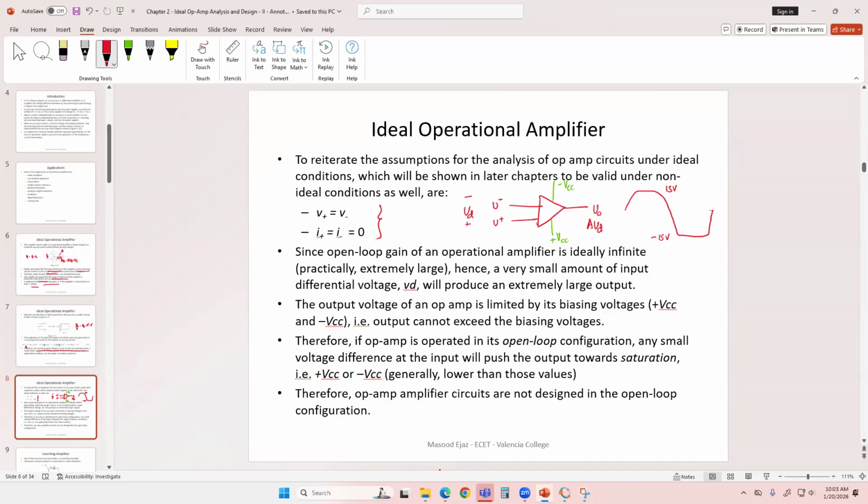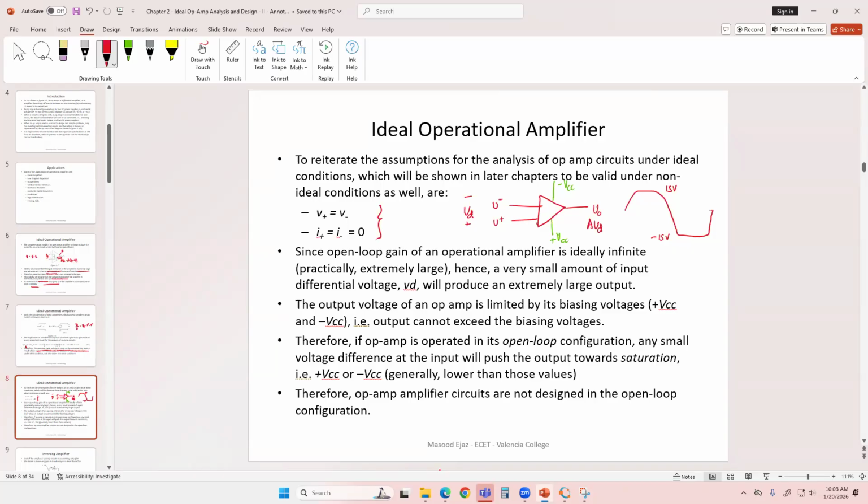Because if the gain is 200,000 and you put even 1 volt, let's say, at the input, then the output is going to be 200,000. Now, output cannot exceed 15 and negative 15. That is the biasing limit if you're biasing at 15 and minus 15. That means any small input that you take is going to push the output to saturation. And your output will never be properly amplified. It's just going to be always saturated.